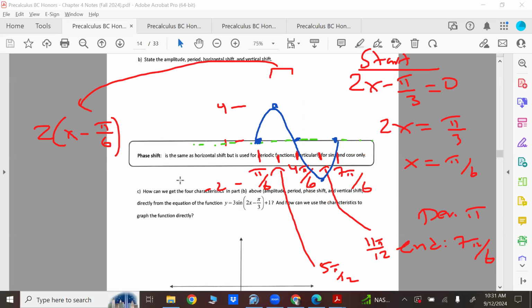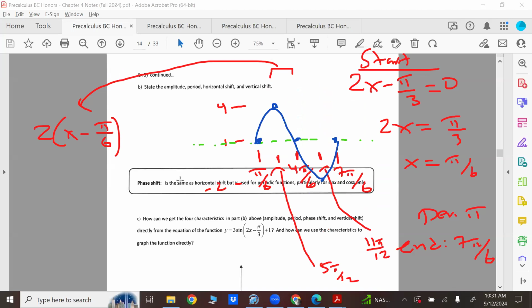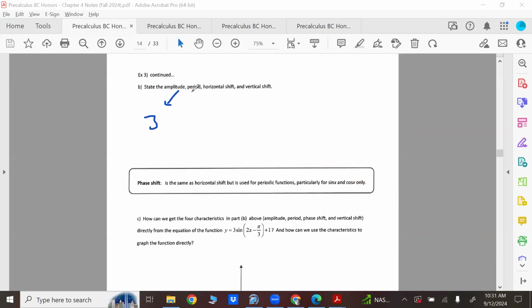State, whatever. Okay, well, that's not hard. That was 3. That was pi. That was pi over 6. And that was 1. When you keep it positive, the assumption is going up or right, or negative going left or down. So that's all. I guess we should be more explicit: 1 up, pi over 6 right.